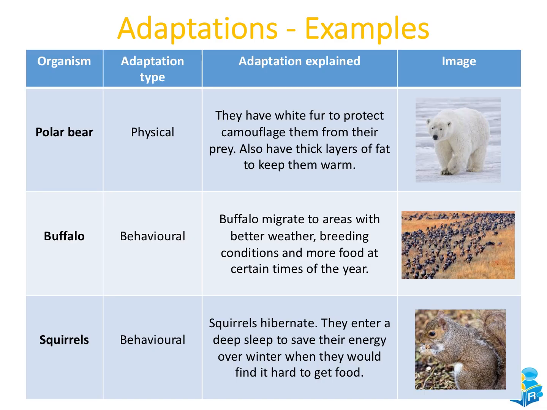Okay, so a couple more adaptations just before we move on. The polar bear had a physical adaptation, so they have white fur to protect or camouflage them from their prey. They also have thick layers of fat to keep them warm. Buffalo actually have a behavioural adaptation, so this is when we talked earlier on about migration. Buffalo migrate to areas with better weather, better breeding conditions, and also where the areas might have more food at certain times of the year.